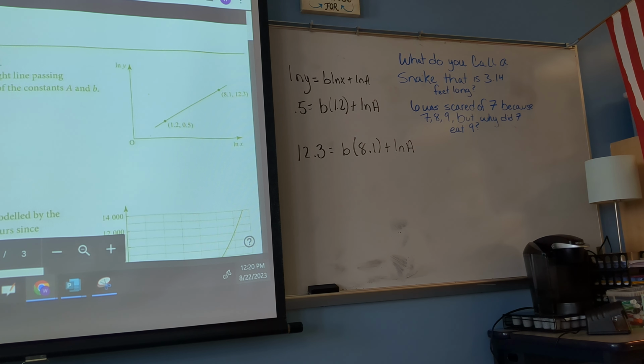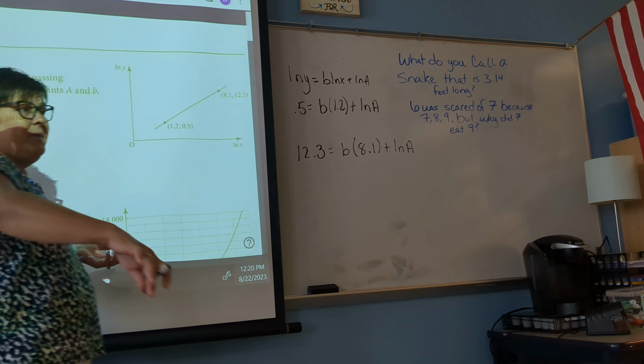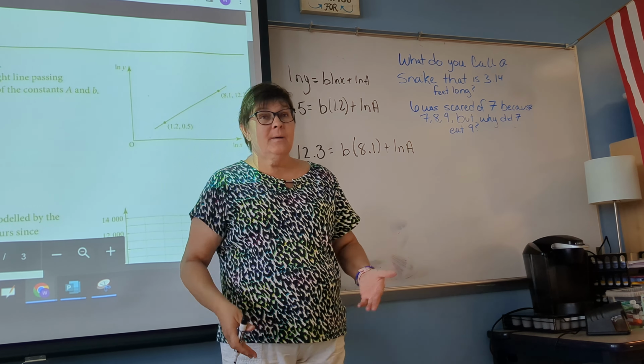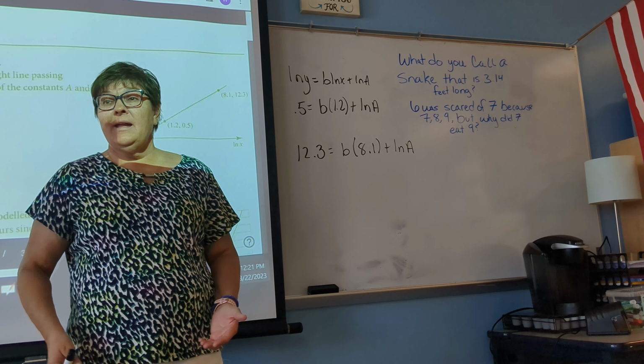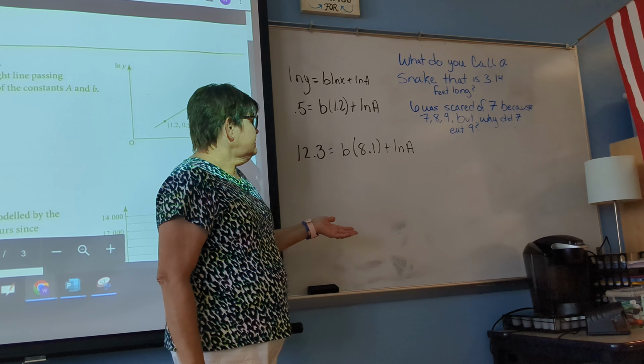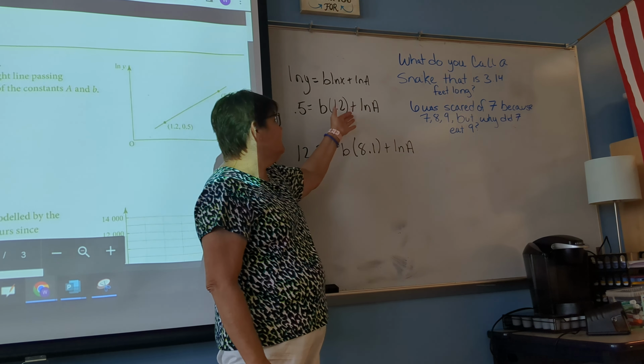What does this tell me I should do now? Solve simultaneously. How do I do that? Set them equal to each other, eventually. I can solve for ln of a in one of them and stick it in the other. I could solve for ln of a in both of them and set them equal to each other. I could line them up and subtract down and get rid of ln of a. I don't care how you do it as long as you're doing it, right? So that might be a nice little way to do it.